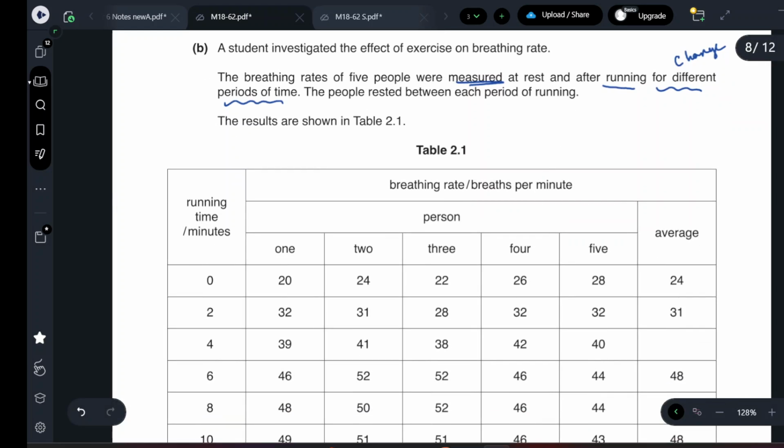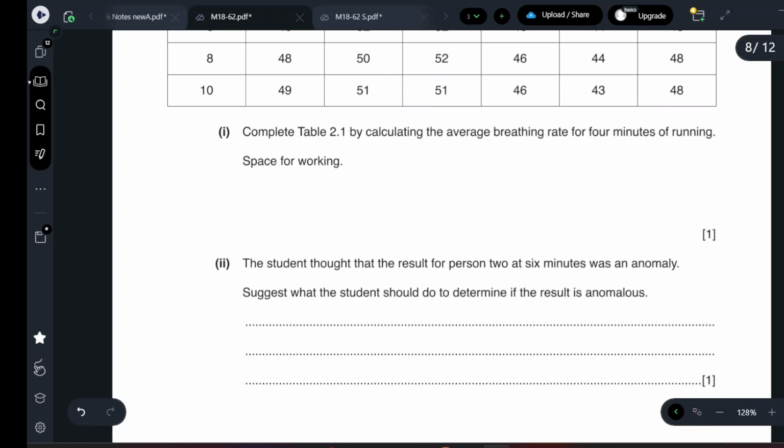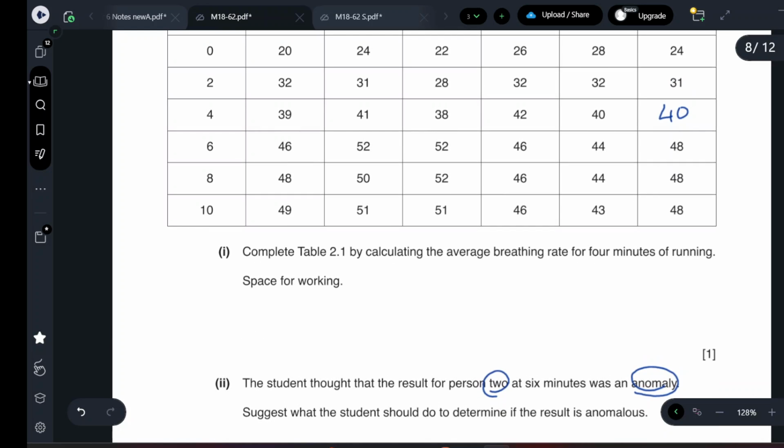Okay. He gave you the table missing one value and he asked you to calculate the average. How am I going to calculate the average? All these numbers added together divided by 5. The average will be 40. On the calculator, it will be 40. Okay. The student thought that the result for person 2 at 6 minutes was an anomaly. Anomaly means that this result is wrong. Person 2 at 6 minutes. He thinks that this result is wrong.